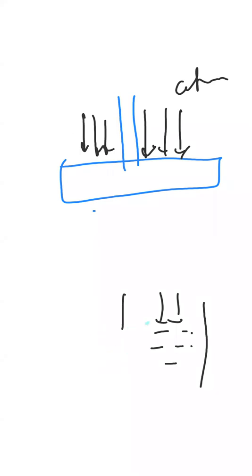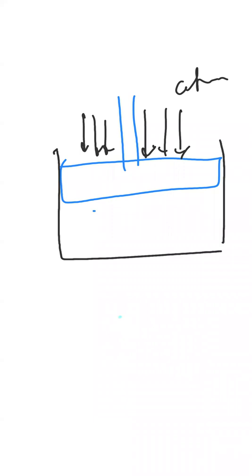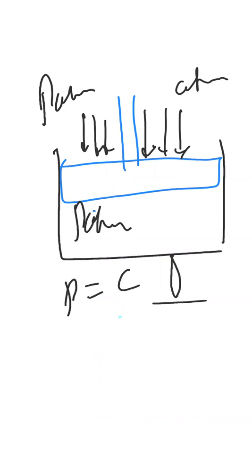The piston is allowed to move freely up. That means volume is not constant, but pressure remains constant, because if there is an increase in pressure, it will move out and equalize the pressure. So inside pressure is atmospheric and outside pressure is also atmospheric. So pressure is constant.